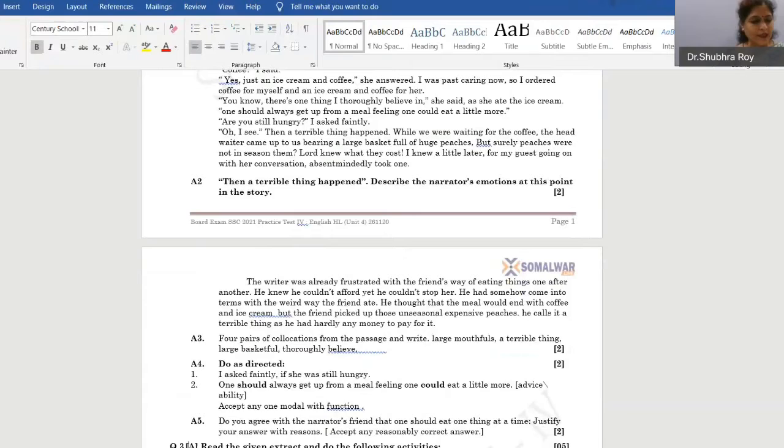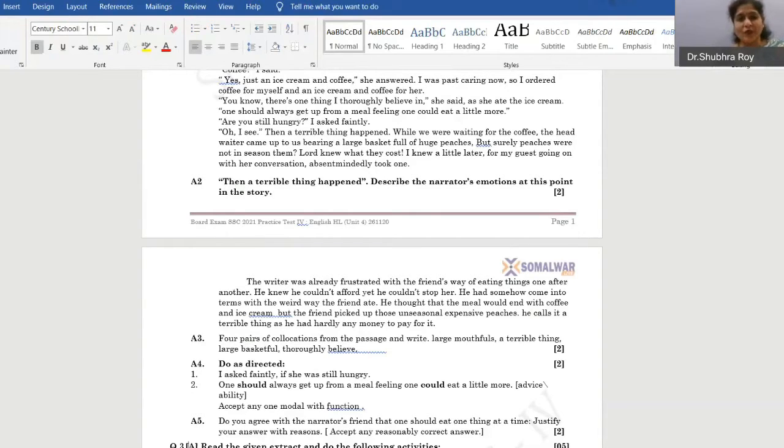Now, the second question: the terrible thing happened. Describe the narrator's emotions at this point in the story. The answer I have given here: the writer was frustrated with the friend's way of eating things one after another. He knew he could not afford it, yet he couldn't stop her. He had somehow come to terms with the weird way the friend ate. He thought the meal would end with coffee and ice cream, but the friend picked up those unseasonal, expensive peaches. He calls it a terrible thing, as he had hardly any money to pay for it.